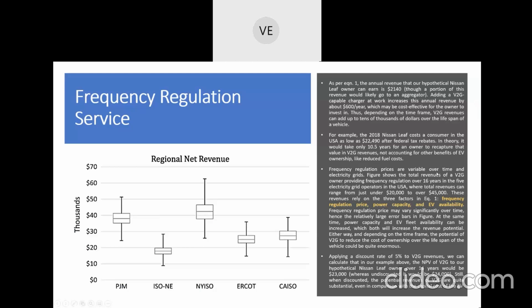Now, frequency regulation prices are variable over time and electricity grids. The figure here shows different interconnections. PJM is shown, which is one of the interconnections. Then New England is shown, New York ISO is shown, ERCOT ISO is shown, California ISO is shown. For all these interconnection grids, what is the range of regional net revenue for the EV owners? That is what is shown. So you can see here in PJM, it varies from $25,000 to some $52,000. Why is this variation there? Because prices vary over time.